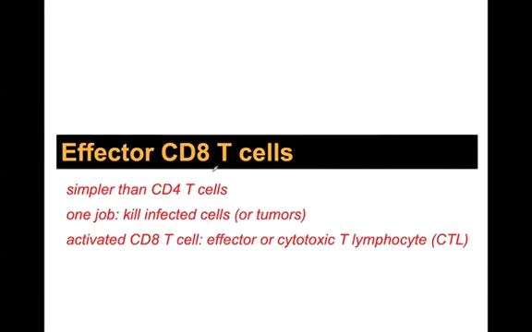Okay, so now let's just focus on effector CD8 T cells and what they do once they get activated. Whenever you think about CD8 T cells, they're pretty monolithic. They don't have a lot of accessory jobs. They're simpler than CD4 cells. They just have one job: let's go out and kill infected cells or tumors or whatever the problem is. And once they get activated, they proliferate and differentiate into effector T cells, sometimes called cytotoxic T lymphocytes.